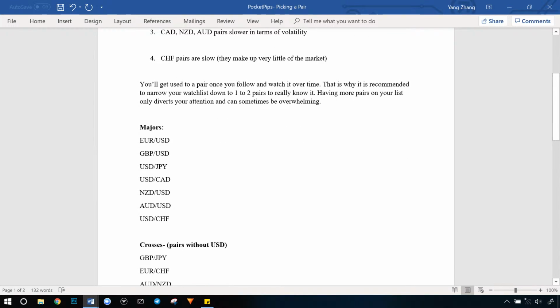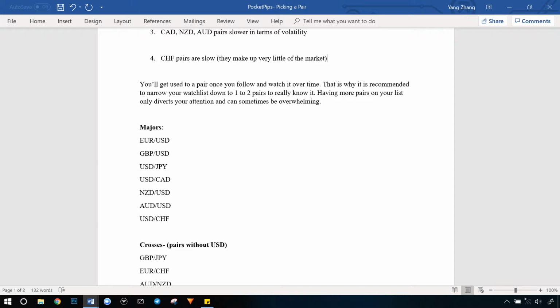Okay, picking a pair, you want to follow a pair and watch it over time. The reason why is so you can get to know it, get to know its personality, how it reacts to news events, how it trades on a daily basis. The more you trade it, the more used to the patterns it does, and also just more used to it. You get to know it.